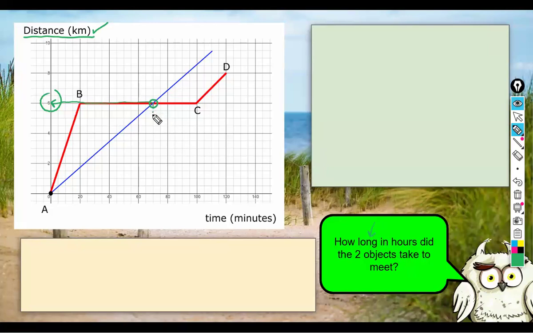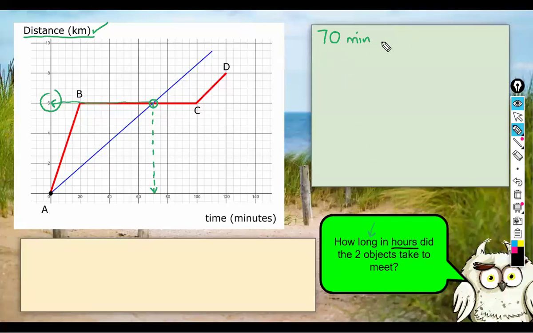Now, if you look carefully, you will see that it falls smack in the middle of 60 and 80. So that means it's how much? 70 minutes. Everyone agree with me at least that that is how long it took for both objects to come in contact with each other. But here's the thing. They don't want the answer in minutes. They want the answer in hours.